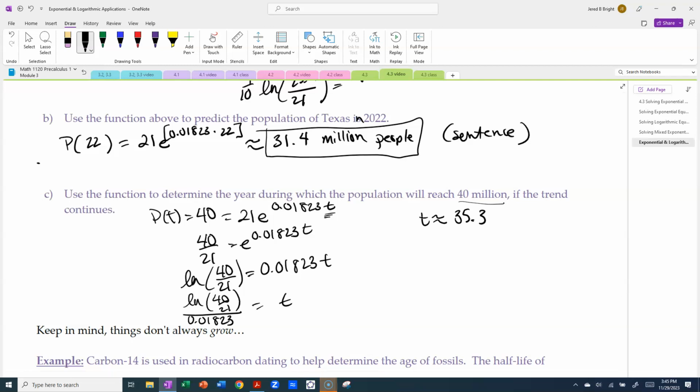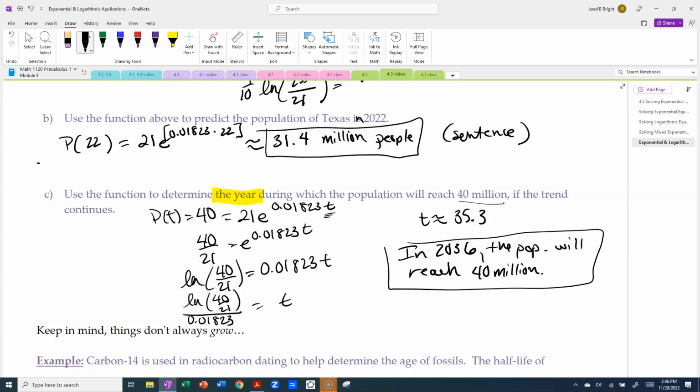Again, I'm rounding, but it's now the answer that I'm reporting, it's asking about the year, right? So this is 35.3 years after 2000. So then I'm going to say it's going to be in 2036, because it would be 35 complete years, and then it would be during year 2036. The population will reach 40 million. Okay, so there we go.